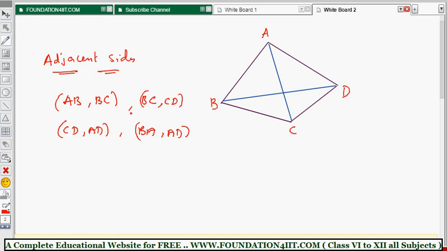So two sides of a quadrilateral having a common endpoint are called adjacent sides. There should be a common endpoint. A is a common endpoint for AB and AD. Similarly, C is the common endpoint for BC and CD. So BC and CD are the adjacent sides. Right? Now opposite sides.